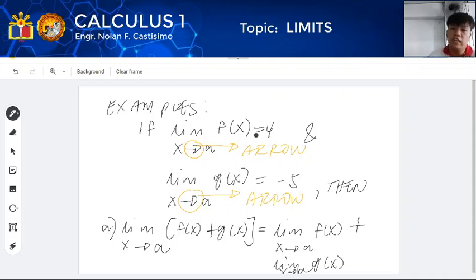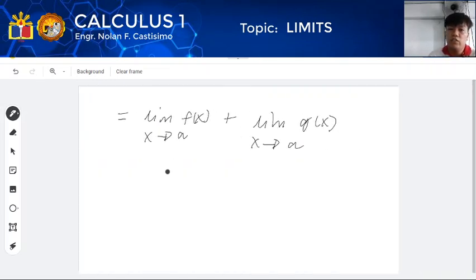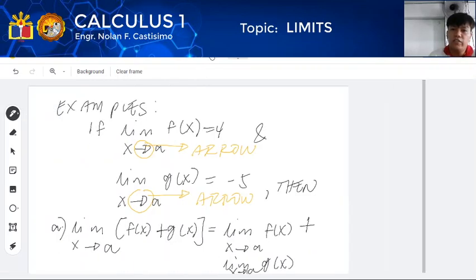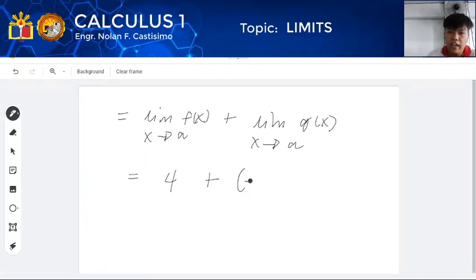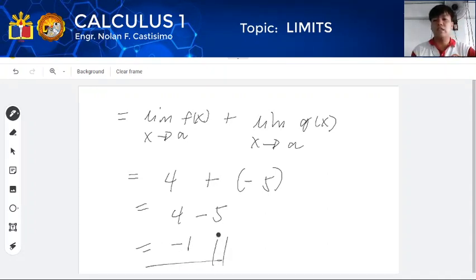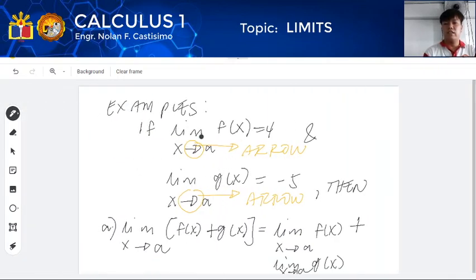Okay. So, ano yung value ng limit of f of x natin? Equivalent to 4. So, yung buong ito ay equivalent to 4. Plus, so, g of x natin is equivalent to negative 5. Ayan. Equals, 4 minus 5 is equivalent to negative 1. So, yan yung final answer natin sa letter A. Kasi nga, given. Given na yung value ng limit of f of x tsaka value ng limit of g of x.